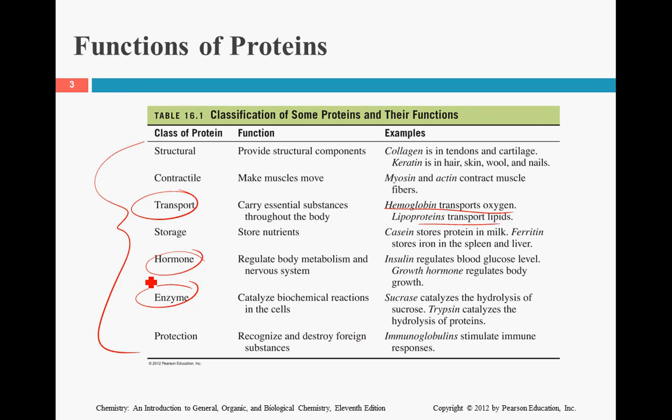My suggestion to you is to make flashcards with the class of protein on one side and then the function on the other side. That way you know to memorize those 7 different classes. It may also be beneficial to look at the different examples that they give with those classes.